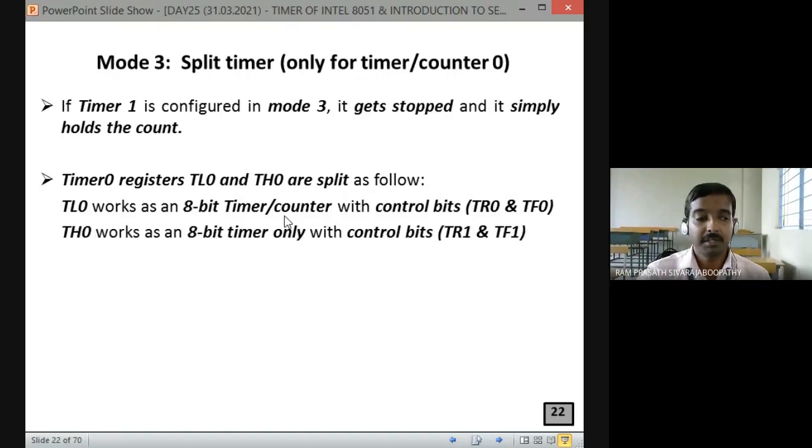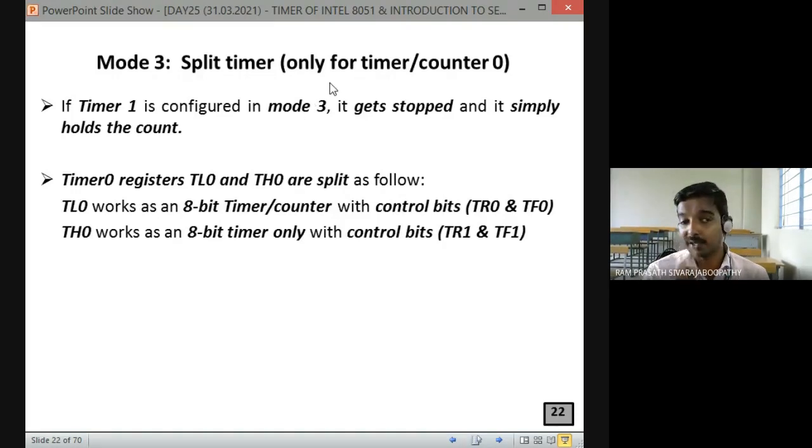Fine. Coming to TH0, it works as a timer only. It cannot be configured as a counter. Fine. With control bits from timer 1. If you observe carefully, you will know that the control bits of timer 1 are used to control TH0. Yes or no? Is it clear?